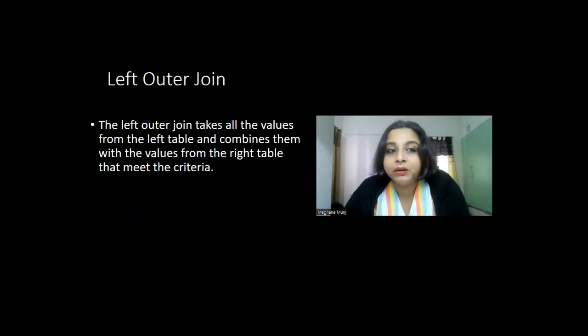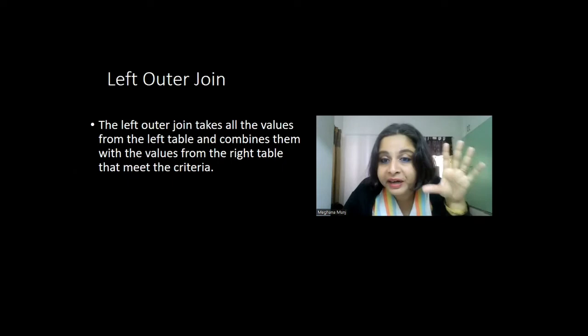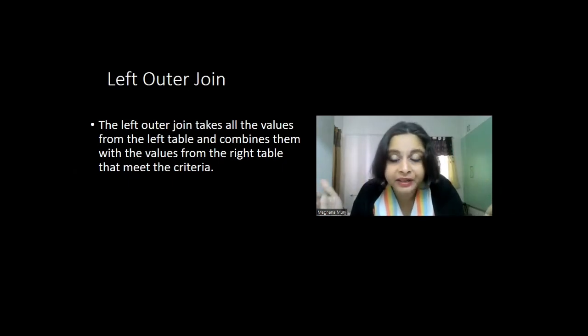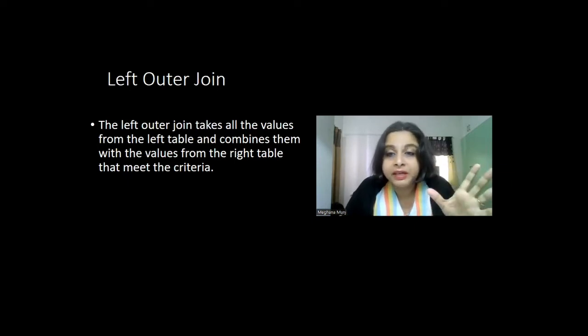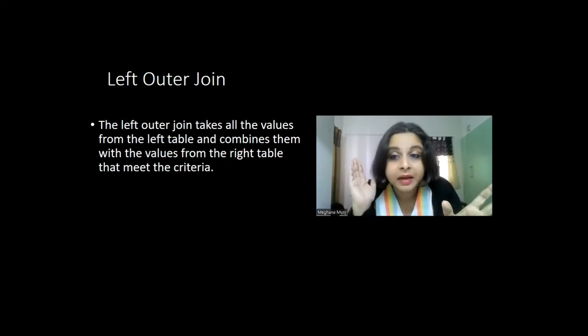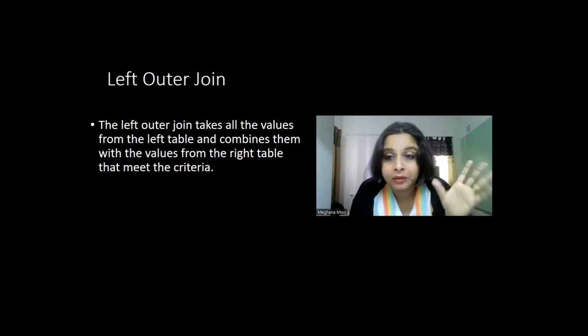Now, what is a left outer join? The left outer join takes all the entries from your left hand side table, and then if there are any entries which are matching on the right hand side table of your join, those will be mapped and produced in the output. If there are some entries in your left hand side table which do not have any matching entries in the right hand side table, still the output will have entries from the left hand side table. Now let us understand this with an example.